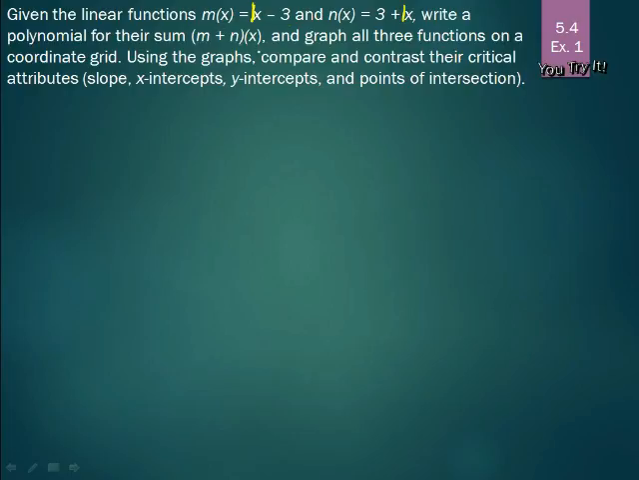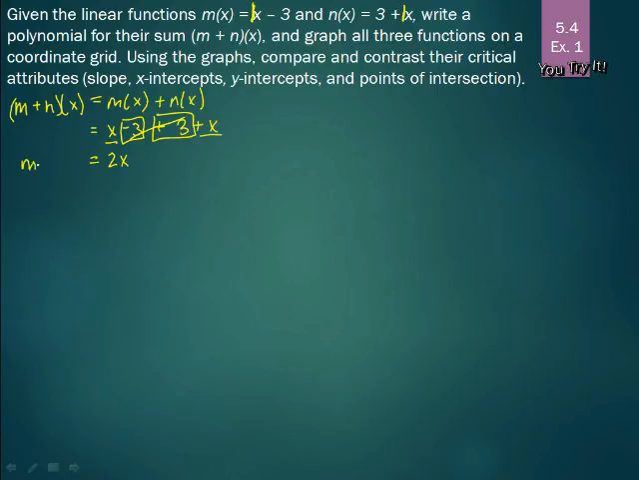And so let's go ahead and just algebraically add these together. If we want to add m of x plus n of x, we can just substitute in m of x, which is x minus 3, and n of x, 3 plus x. Adding those together, x plus x is 2x, and negative 3 plus 3 just adds to 0. And so it'll just be 2x.